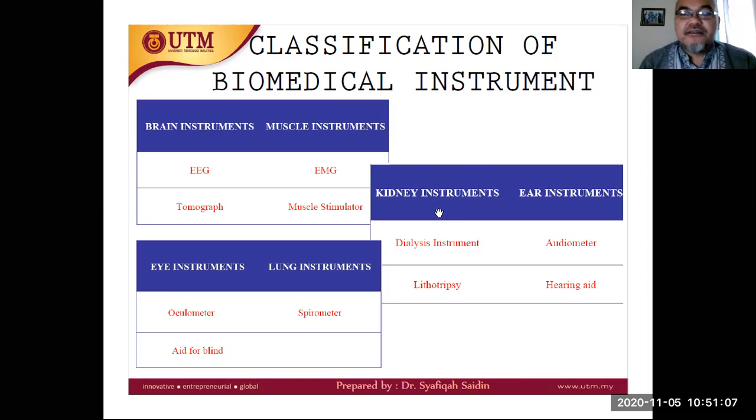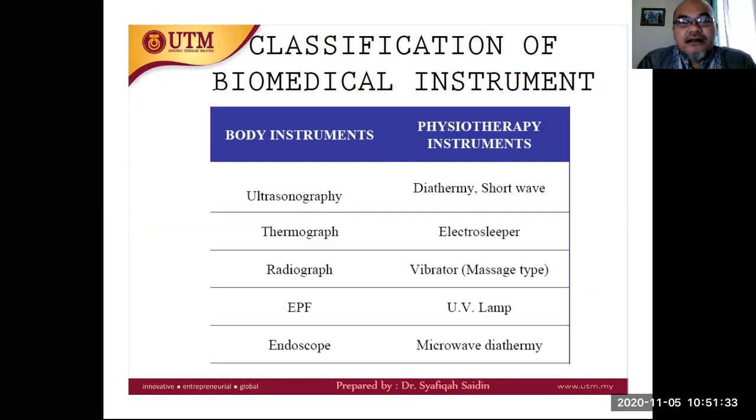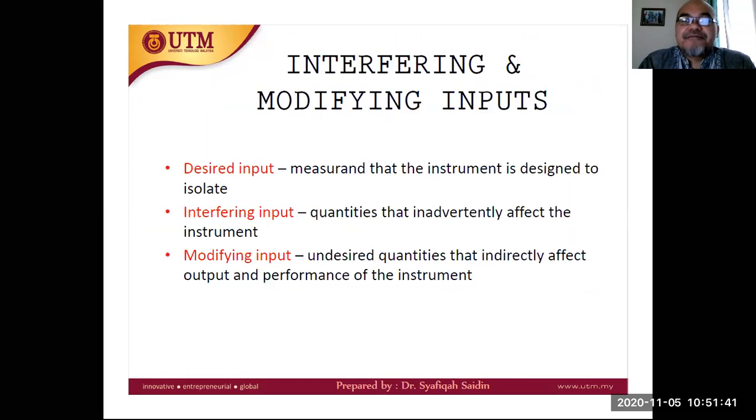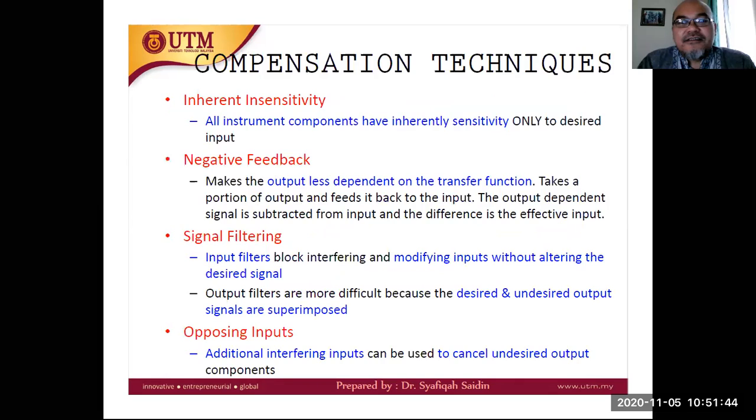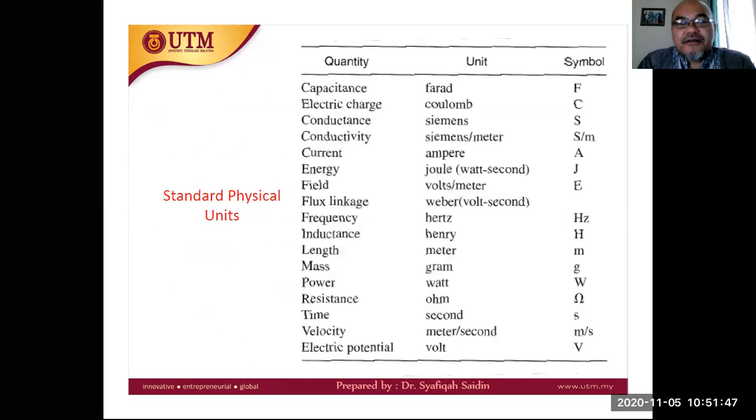Kidney instruments I have mentioned a little bit, dialysis instrument. Lithotripsy is also therapeutic instrumentation used to break kidney stones. The ear instruments: audiometer, hearing aid, which is also therapeutic instrumentation to amplify the sound and then give stimuli to the nerve inside the inner ear. Body instruments: ultrasonic tomograph, physiotherapy instrumentation, diathermy, electrosleeper, vibrator for massage, UV lamp, etc. So I think that will be all for today.